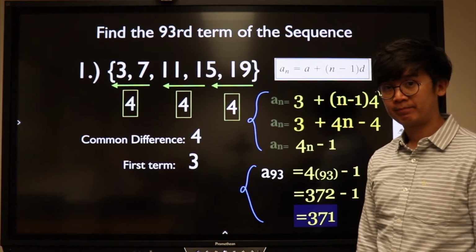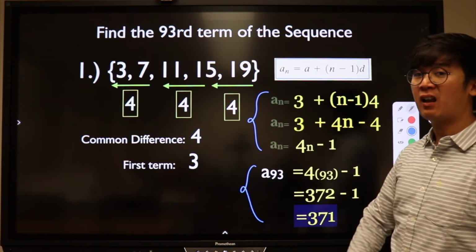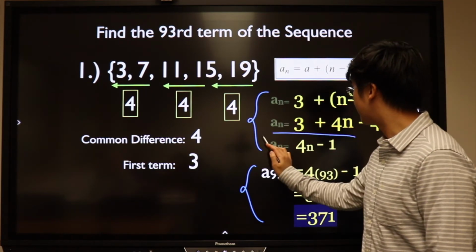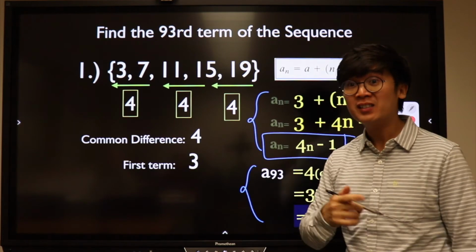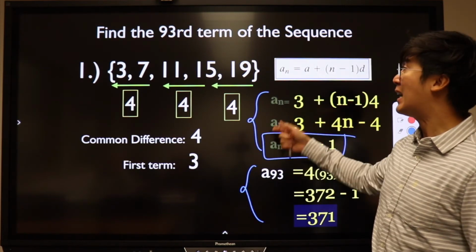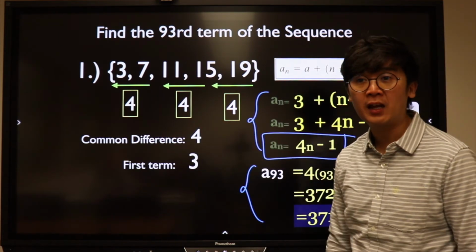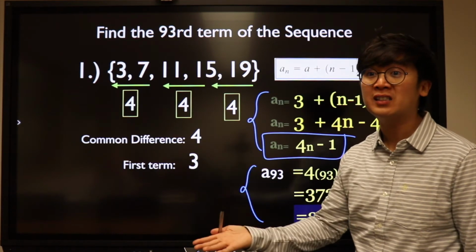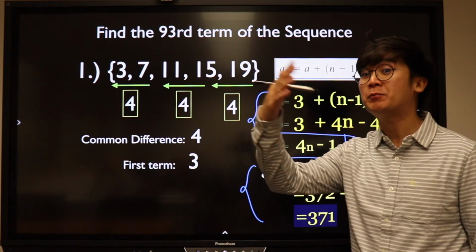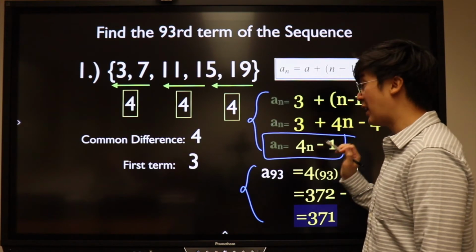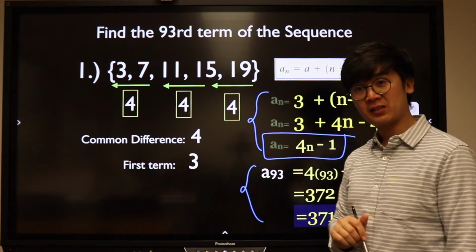That seems like a lot more work. This may seem like a lot more work, but at least you're able to produce this. So if you're asked to find the 28th, the 93rd, the 273rd, you don't need to repeat the steps over and over again, because all you have to do is to use the a sub n.